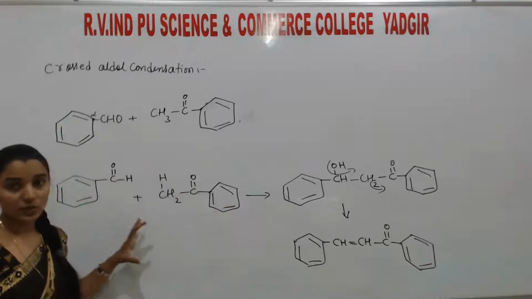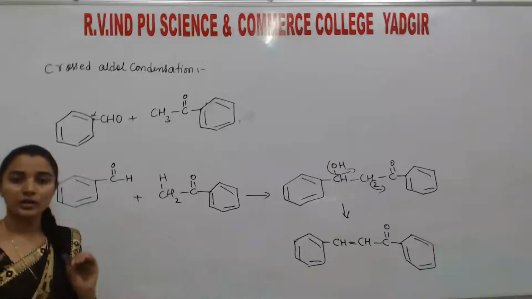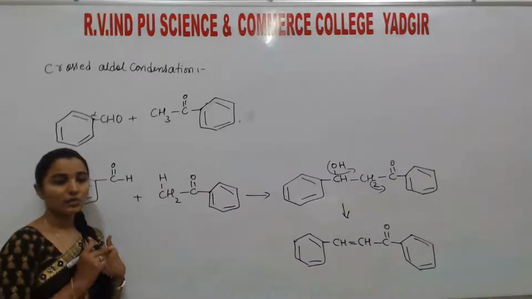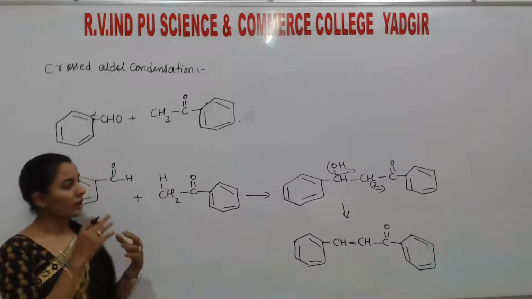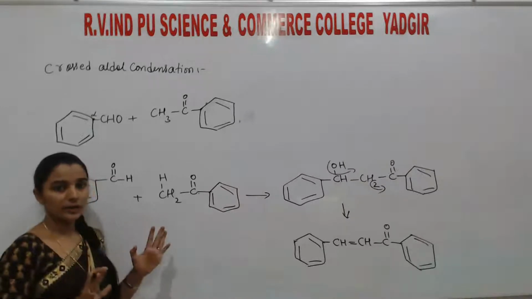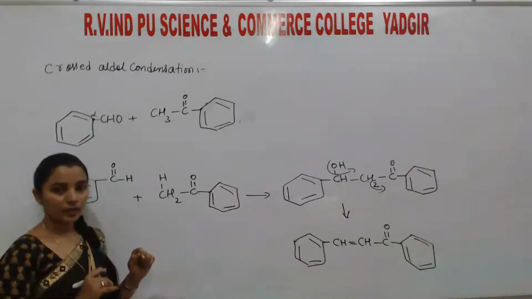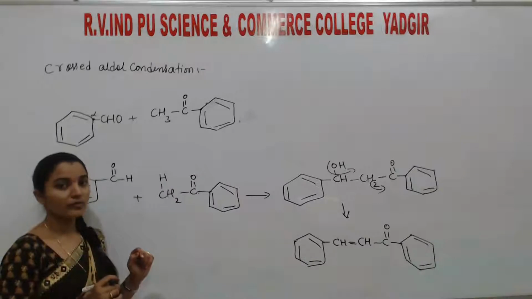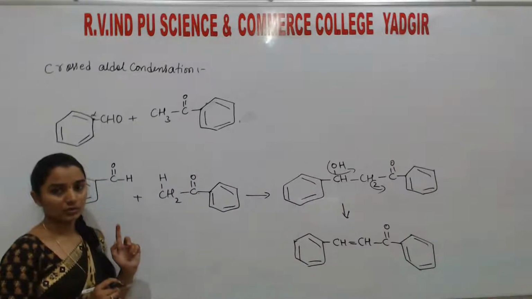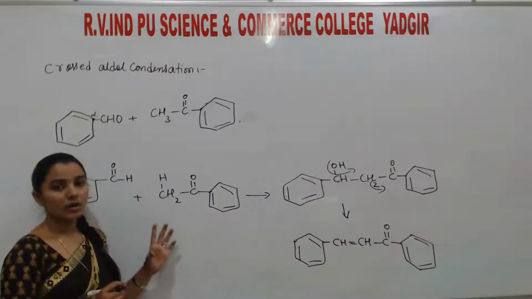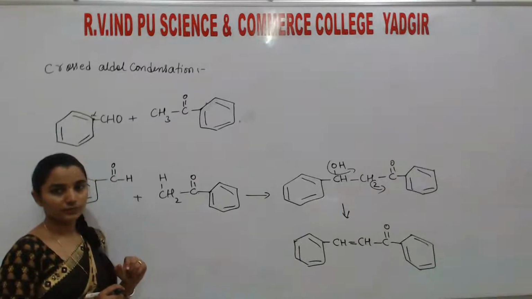Okay, so this is what crossed aldol condensation is. The aldol is also the same, the crossed aldol is also the same. With respect to aldehyde and ketone, everything is the same. So you have to remember one thing: they must and should consist of alpha hydrogen. This is crossed aldol condensation.